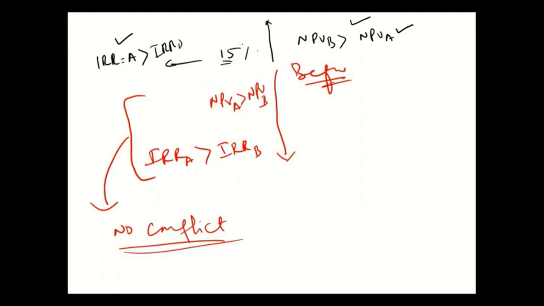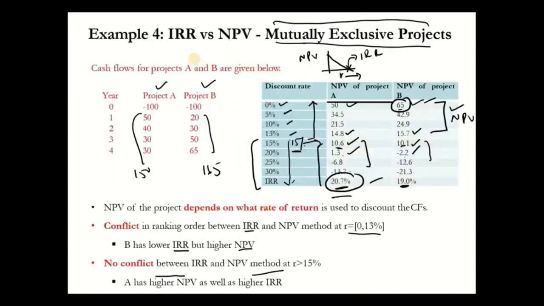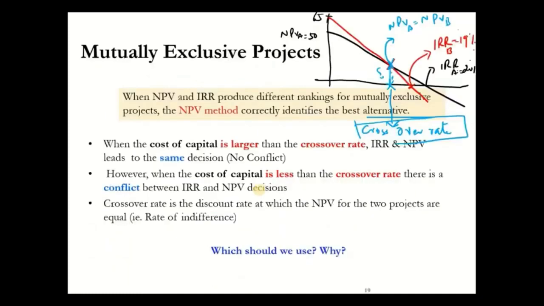So the question is, how do we know what is the rate after which we should be careful? I mean, how do we know that it is 15%, right? Okay, let me explain it to you. I hope you understood this one from here. After 15% NPV of A is higher than B, also IRR is higher than B, right? So let me explain this.